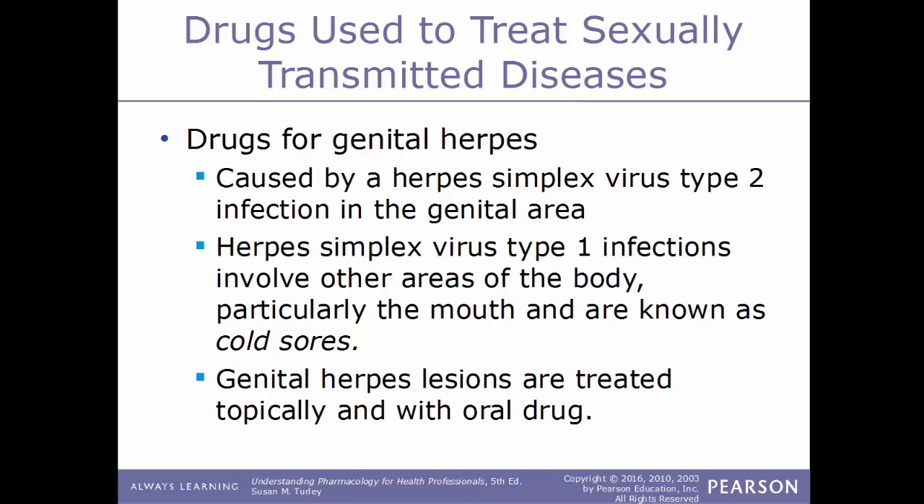Herpes simplex number 2 causes infection in the genital area. Herpes simplex 1 will cause infections in other parts of the body, in particular the mouth. These infections are known as cold sores. In genital herpes, these lesions are treated both topically and with an oral drug.